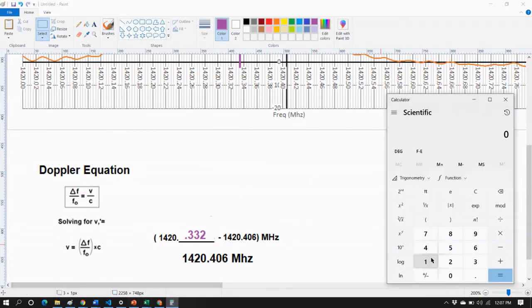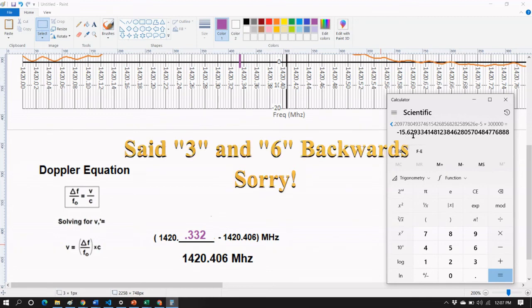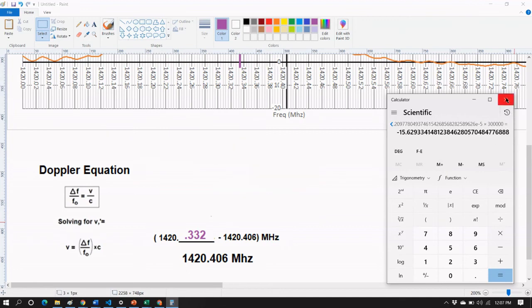So just running through the calculations quickly, 0.332 minus 1420.406, our neutral hydrogen number, equals, and we're going to divide that by the 1420.406 to get a very small number, and then we're going to multiply that by the speed of light, and we're going to get a negative 15.3. We'll squeeze out the 6 out of that, no harm done. Please don't have the students copy all those numbers down.